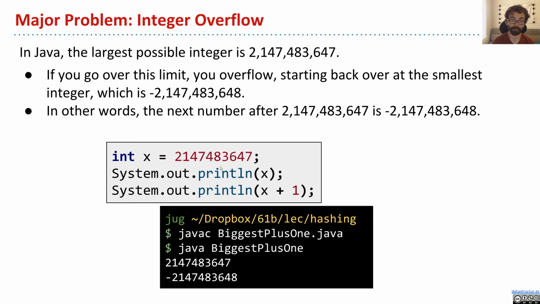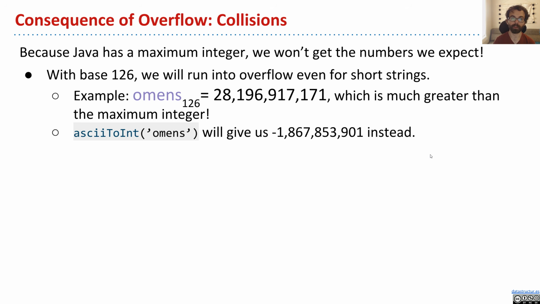So in other words, if I write a program where I set x equal to the biggest number, and I print out x plus 1, I get the smallest number. So the number that comes after the biggest number is the smallest, and that's actually really, really important when it comes to us trying to come up with integer representations of arbitrary data. So because Java has a maximum integer, when we're calling our function like ASCII to int or English to int or whatever, we're going to run into overflow.